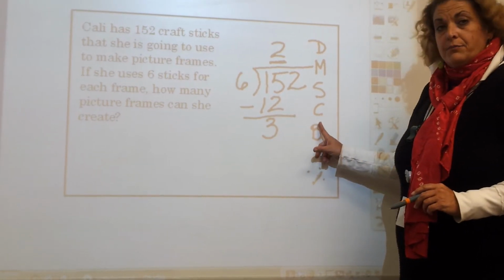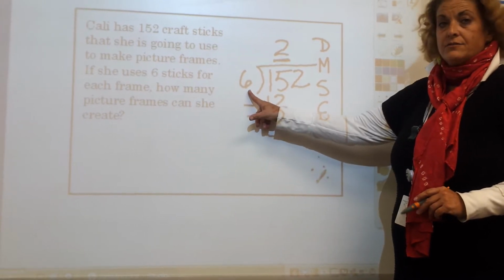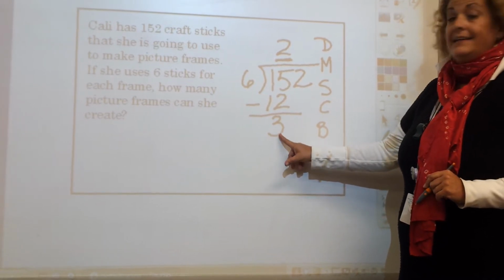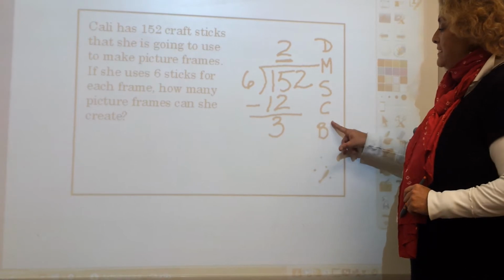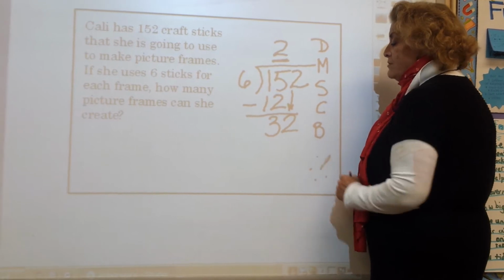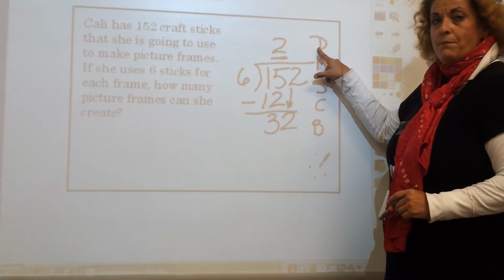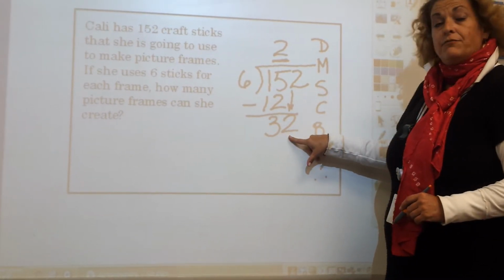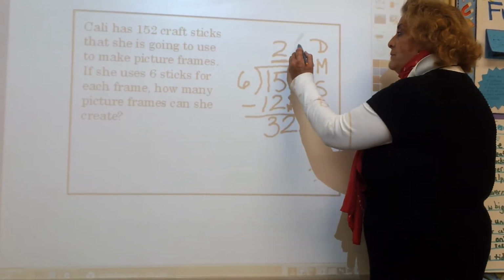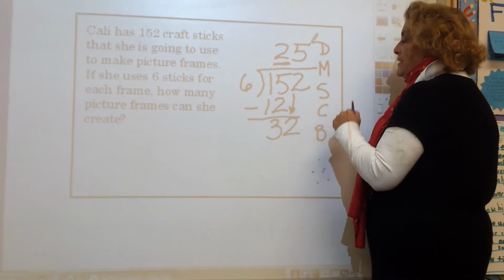My next step in the process is to compare. I compare the 3 I had left to my divisor. Is the 3 less than the 6? I want my answer to be yes, and it is. My next step is to bring down the next digit, so I bring my 2 down and place it next to the 3. I have finished the process, so I begin again. I go back up to dividing, and I ask myself, how many groups of 6 can I make out of the 32? The answer to that would be 5. My 5 goes up next to the 2 in my quotient, and I have finished dividing.